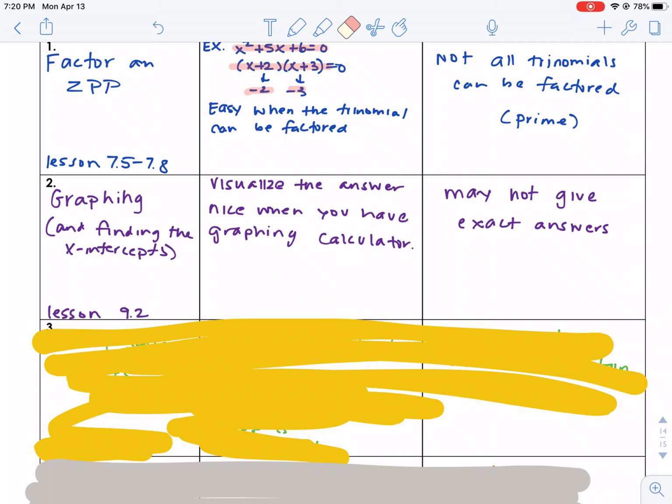So if you look at your graph and you can't tell what the x-intercepts are, because they're in between, there's some fraction or decimal, that's a disadvantage to this method. And even your graphing calculator might not give you the exact answer if it has to be a decimal that's rounded. So graphing is another method, but it might not always be the best if you're doing it by hand or if you're not able to get exact answers.